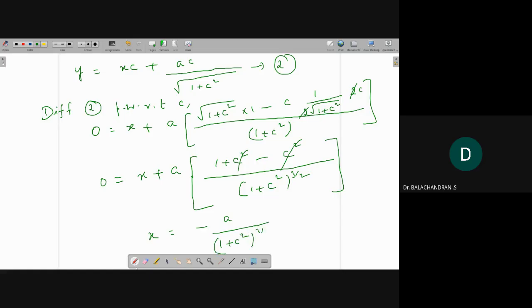I think now you will get some idea. You can proceed further. Try to get the answer. I think this is 3. Now substitute the x value in 2.